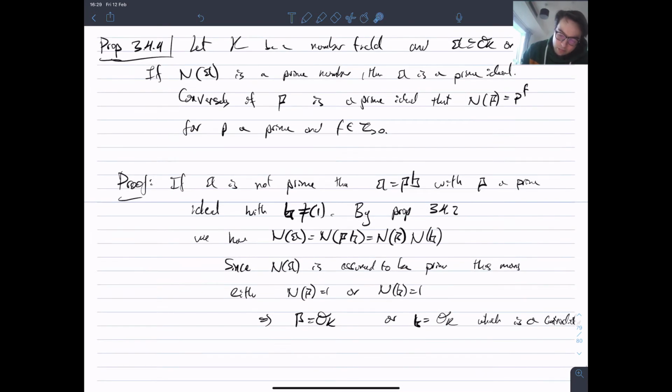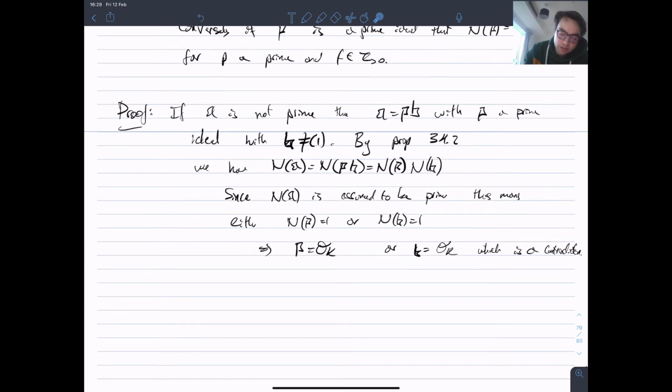So that's the first statement done. If the norm of A is prime, then A is a prime ideal. So let's do the converse. Let P be a prime ideal. It's a prime ideal, therefore it has to be maximal.